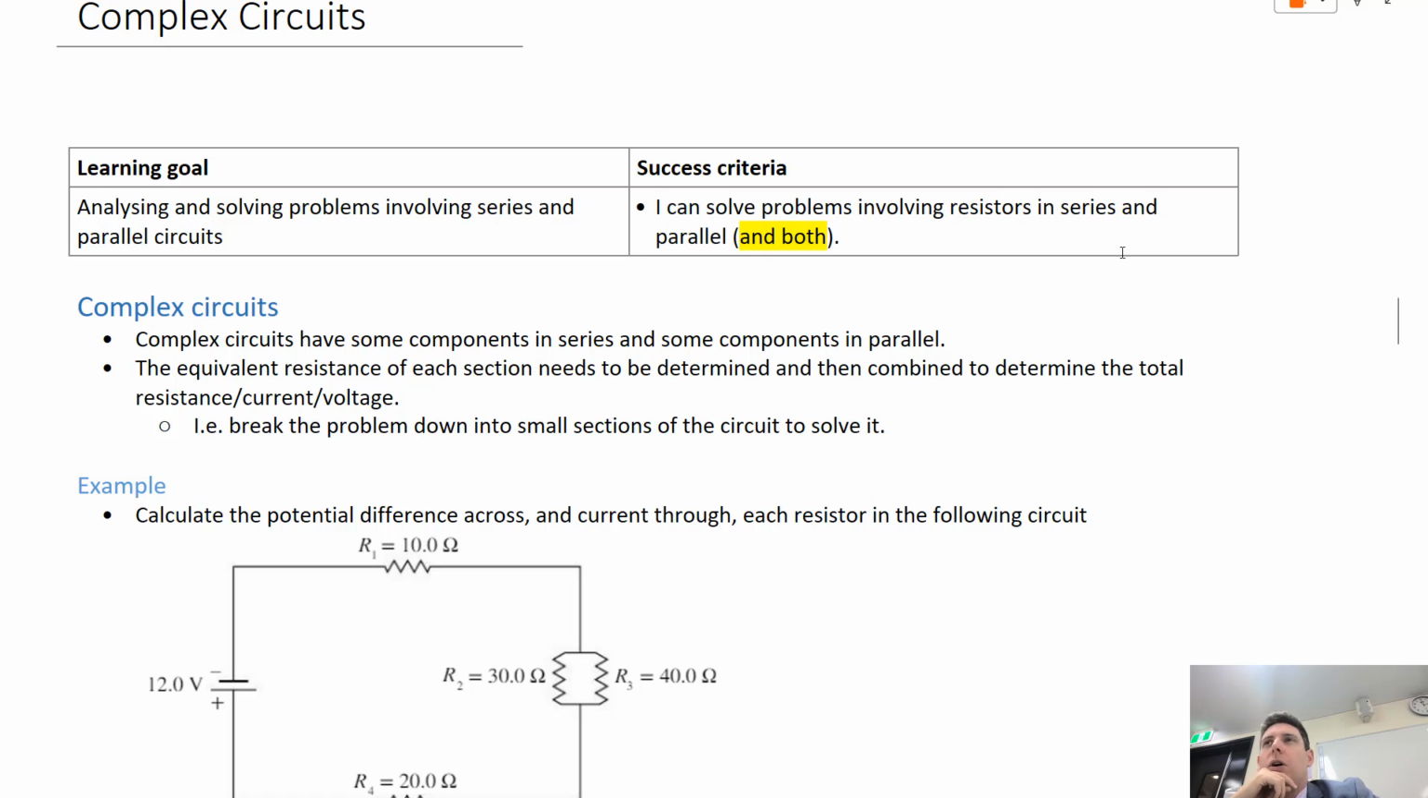So today we're doing more complicated circuits. Complex circuits, what I mean by this is we have resistors both in series and in parallel. The main thing to do in this situation is, if you have two resistors, say, in parallel, you turn them into one resistor. So you find the equivalent resistor if it was just one resistor. So you're basically breaking the problem down into small sections.